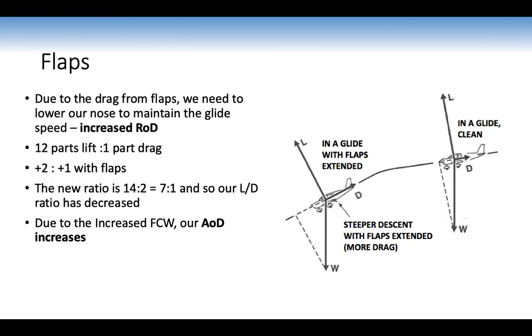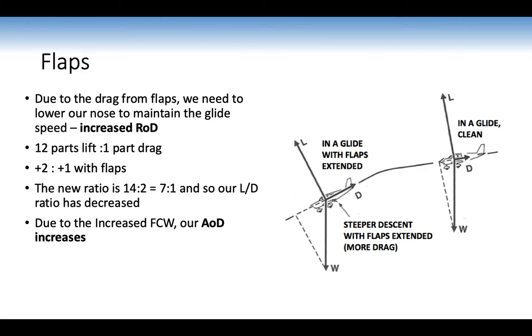So, flaps. Due to the drag from flaps, we need to lower the nose to maintain the glide speed, and it results in an increased rate of descent. So it's easy to maintain 73 knots. What you'll see in flight as well, when you extend flaps, you'll need to lower the nose to maintain that speed. And so with flaps, if you have 12 parts of lift, 1 part of drag, and your lift increases by 2, but the drag increases by 1 with the flaps, the new ratio is 14:2, which is 7:1, and so our lift to drag ratio has decreased.